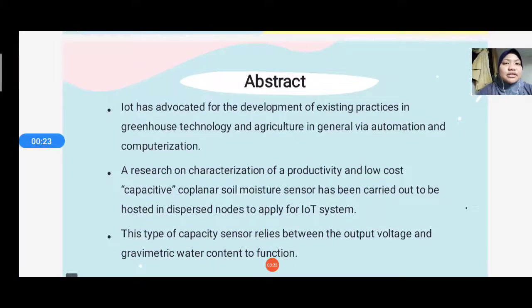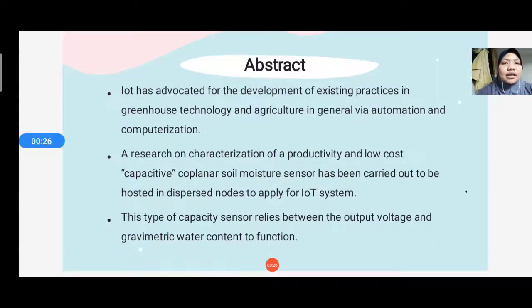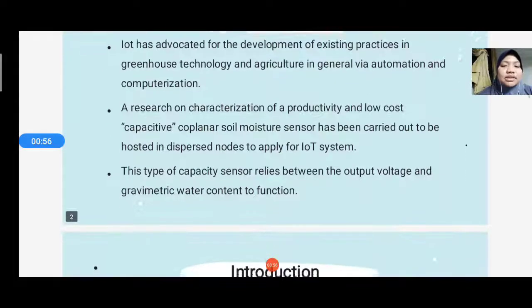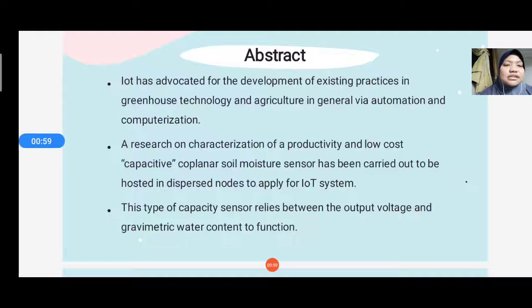Okay, the first one is the abstract. For the abstract, IoT has advocated for the development of existing practice in greenhouse technology and agriculture in general via automation and computerization, and research on characterization of a productivity and low-cost capacitive coplanar soil moisture sensor has been carried out to be hosted in dispersed nodes to apply for IoT systems. And this type of capacitive sensor relies on the relationship between the output voltage and gravimetric water content to function.